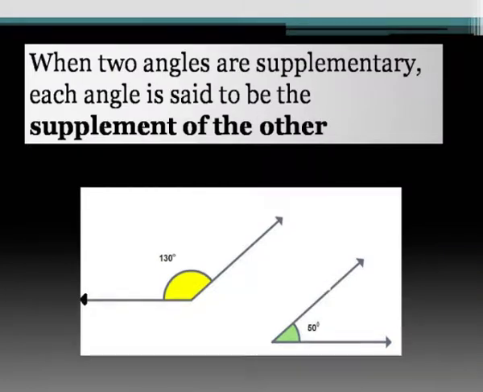When two angles are supplementary, each angle is said to be the supplement of the other. For example, here in this figure, 130 degrees is the supplement of 50 degrees, or otherwise, 50 degrees is the supplement of 130 degrees. If both the given angles are supplementary, then each angle can be represented as the supplement of the other.